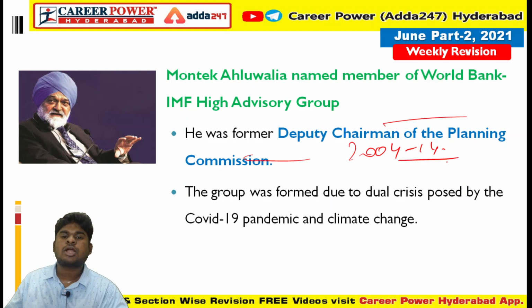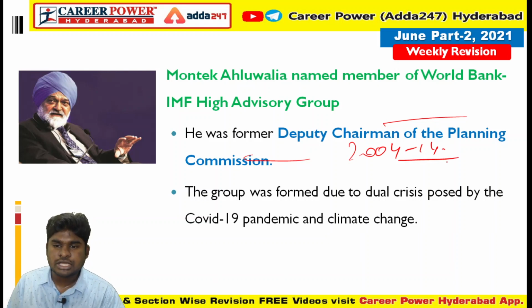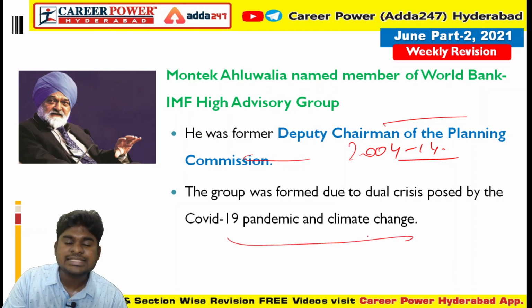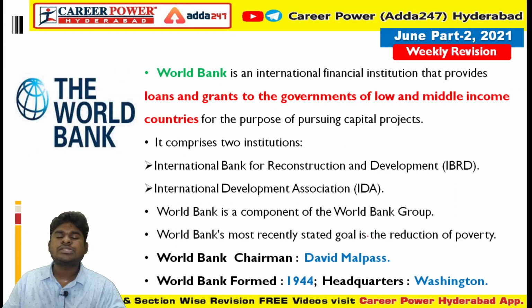So when Manmohan Singh was the Prime Minister, he was the former deputy chairman of the Planning Commission. This high-level advisory group was formed due to the dual crisis faced by the world, the COVID-19 pandemic as well as climate change. So let's see a few details about the World Bank and IMF.